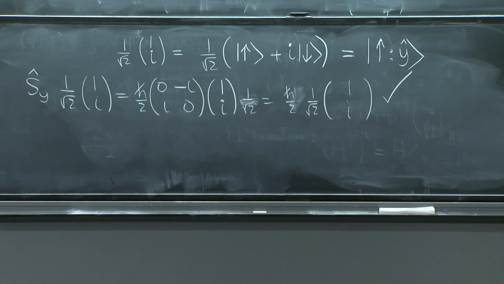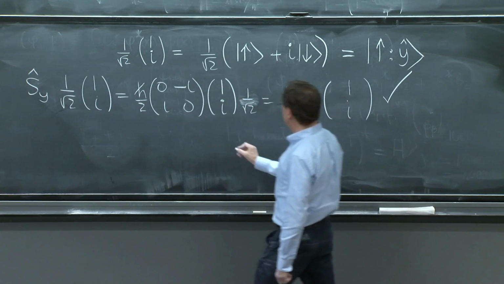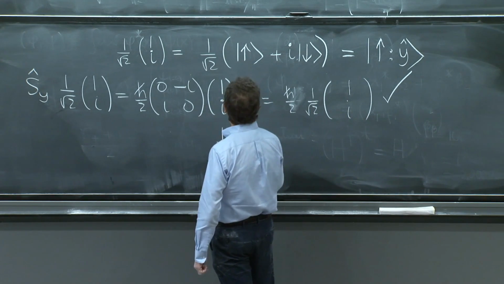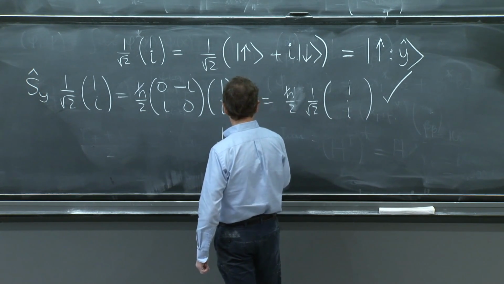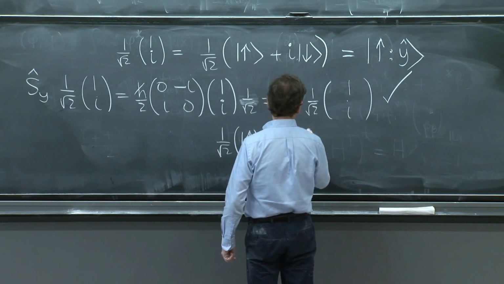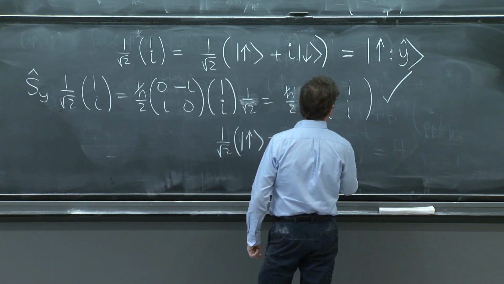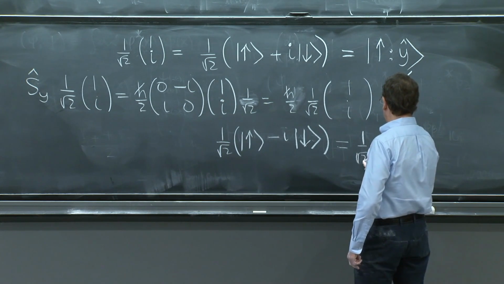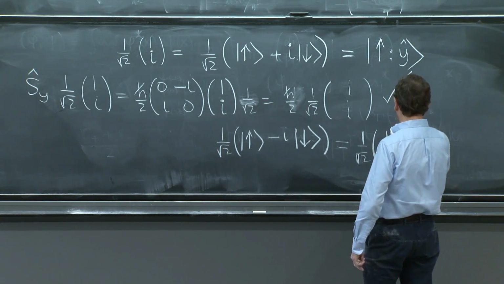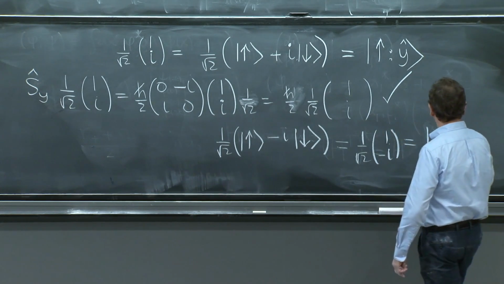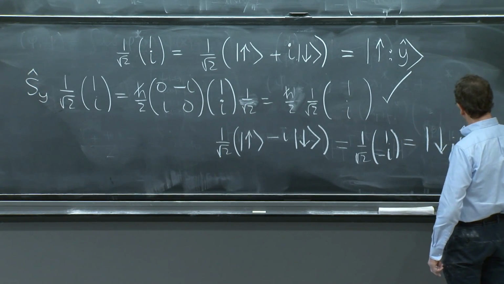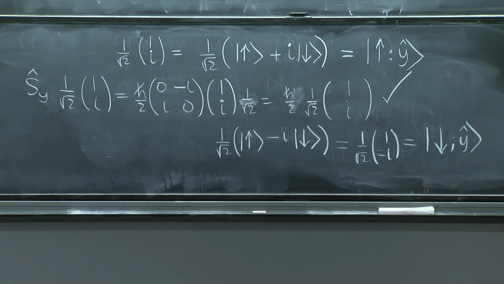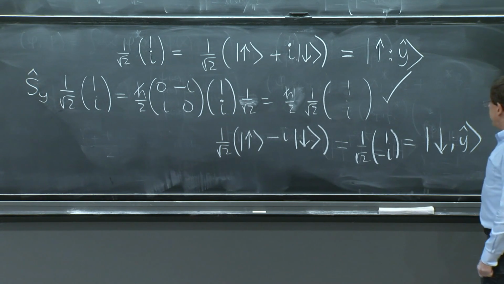And the spin down along the y direction would be up minus i down. This is orthogonal to that vector. It's 1, minus i, and it's the spin down in the y direction. You can calculate the eigenvalue. It's minus h bar over 2. And it's pointing down.